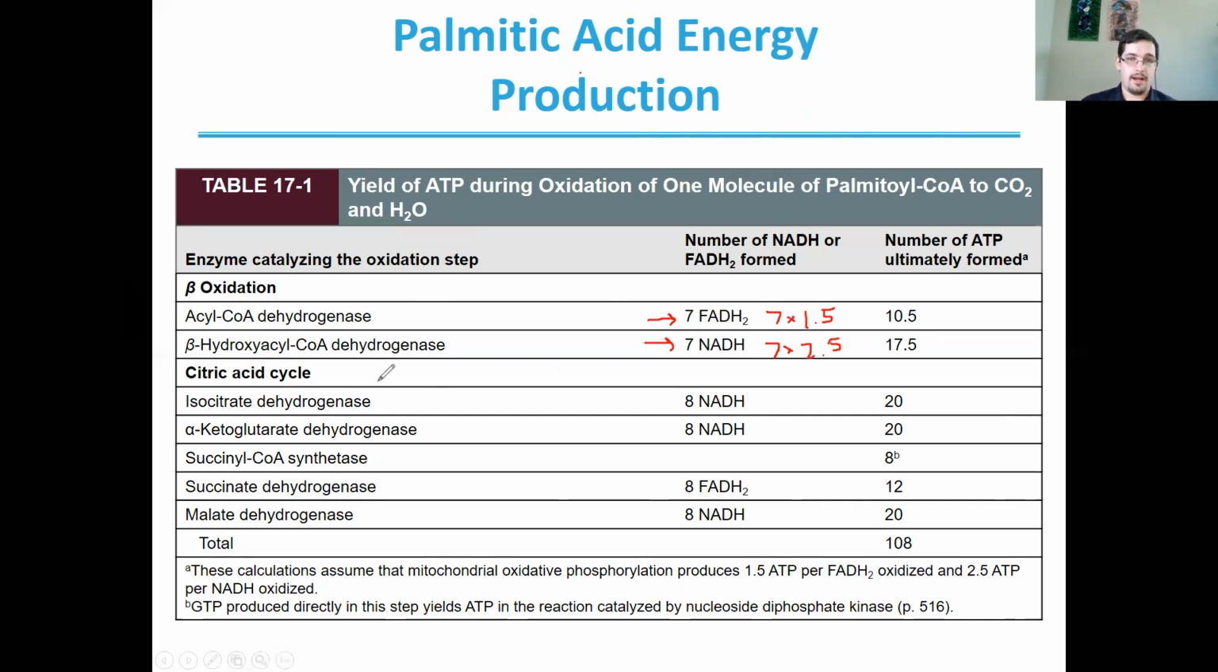We then take our 8 units of acetyl-CoA, and we're going to run the citric acid cycle 8 times, once for each of those 8 units. So we started out with 16 carbons, which led to 7 oxidation cycles, which produced 8 acetyl-CoA.